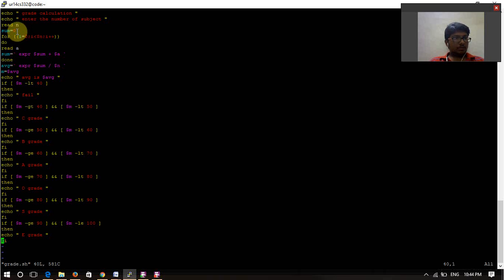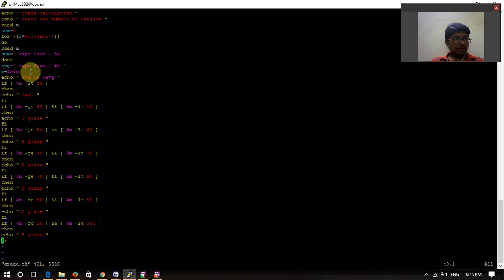Sum is equal to 0. A for loop is also given: i is equal to 0, i is less than n, and i plus plus. The i is incremented, and do read a, it reads a. Sum is equal to sum plus a, and average is equal to sum divided by n, the sum of all subjects divided by the number of subjects. Here m is equal to average.